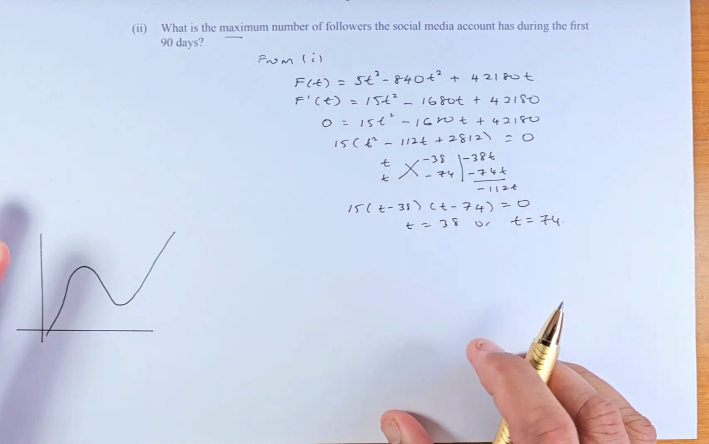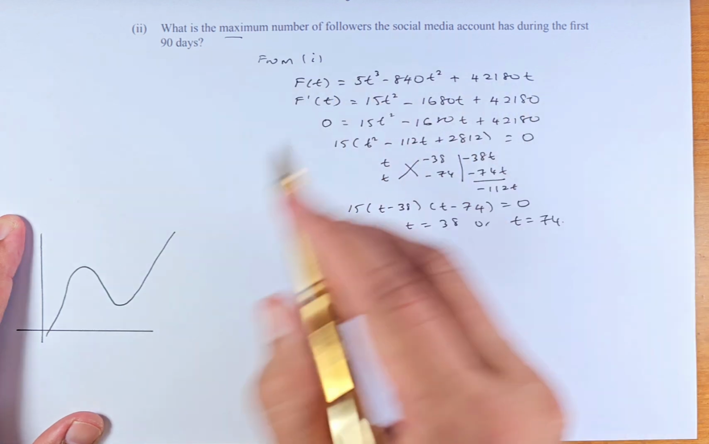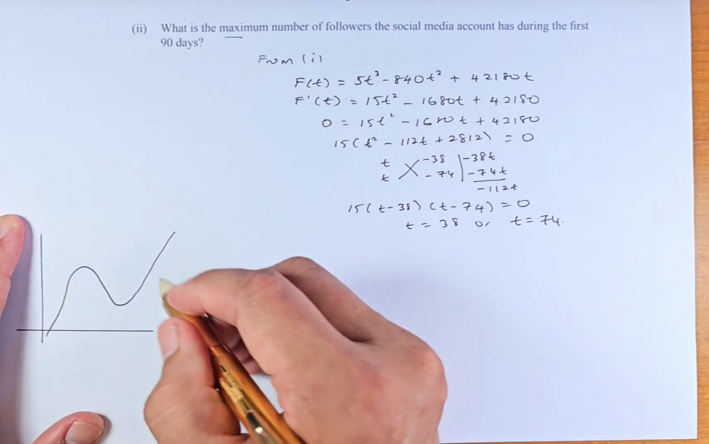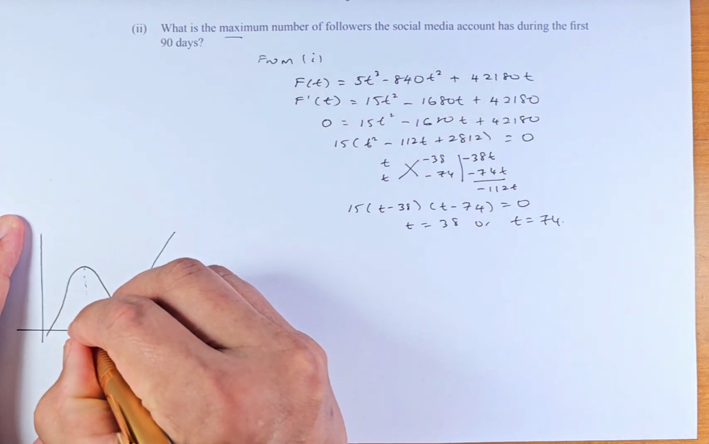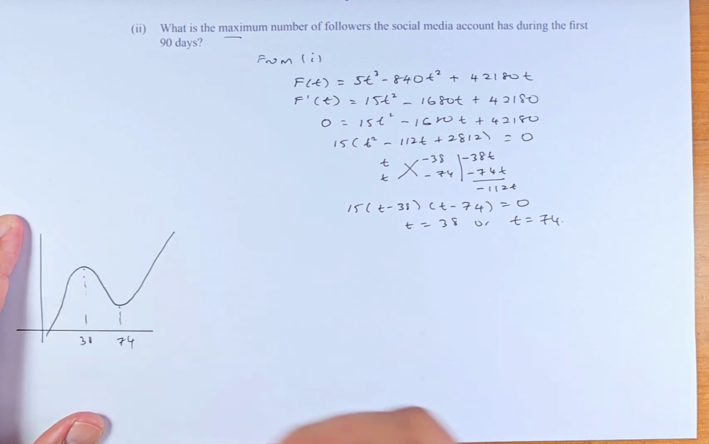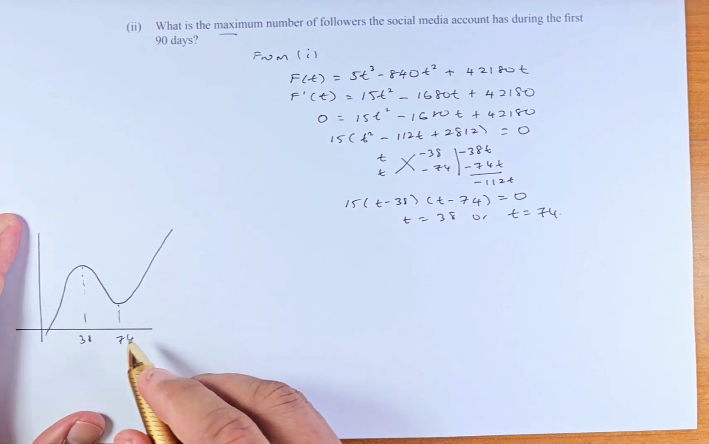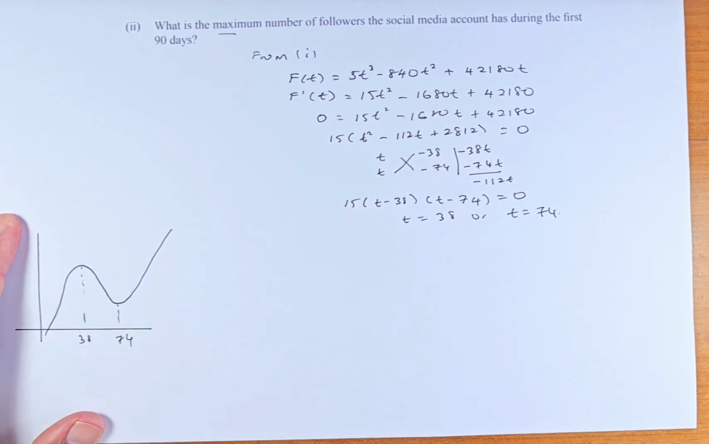So if you want to draw the graph, this function is a cubic graph. It's going to be a positive cubic, and it's going to look like that. So most likely it's going to be 38, and that must be 74. But because we have to use calculus, we need to confirm that 38 is a maximum and 74 is a minimum. We do the second derivative.